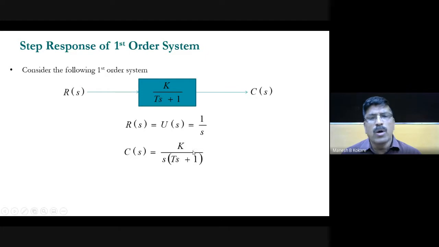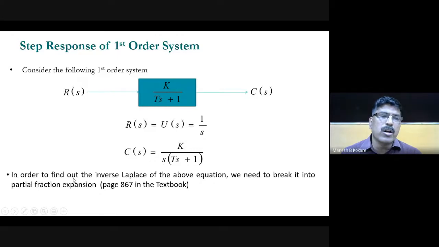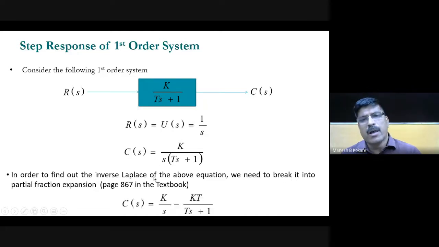Okay. Now we have to make the factors of this, and then we have to take the inverse Laplace transform so that we will get the value of C of t. So in order to find the inverse Laplace transform of the above equation, we need to break it into partial fraction expansion. And this partial fraction expansion will be K by S minus KT divided by Ts plus 1. Now, can you find out the inverse Laplace transform, or C of t, from this after partial fraction?